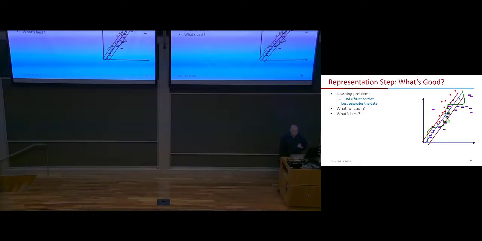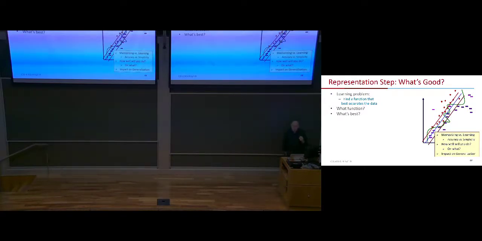We'll have to think a little bit about it. And also, best has many definitions. Best in terms of mistakes, or best in other senses. So the issue we're talking about is really memorizing, which is what the green thing is doing, versus really learning, or accuracy on the training data versus simplicity. And as I said, this is an important issue.